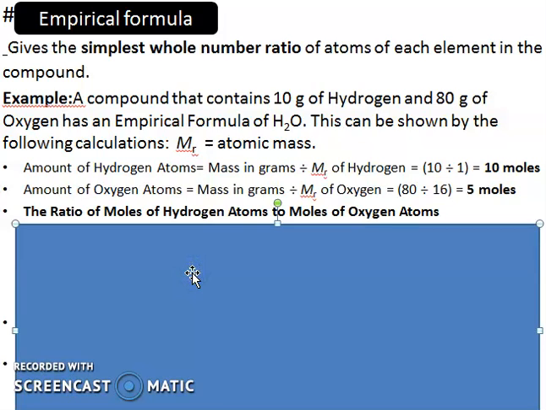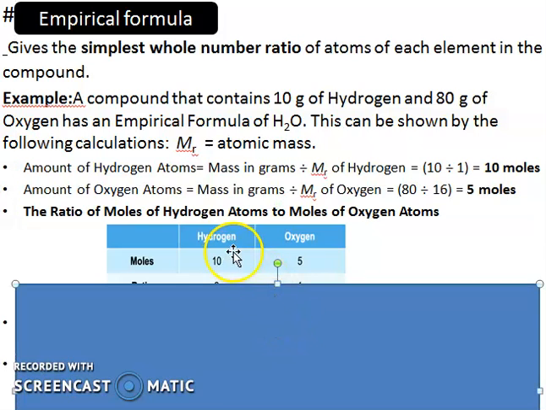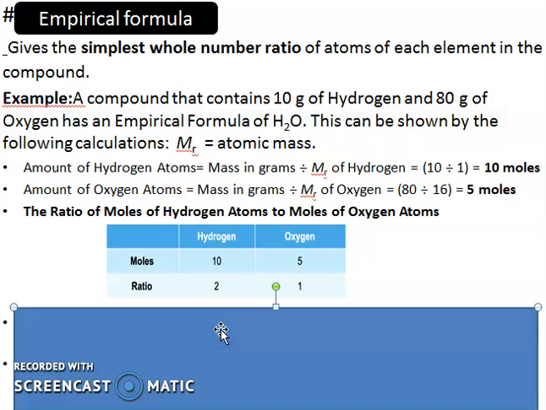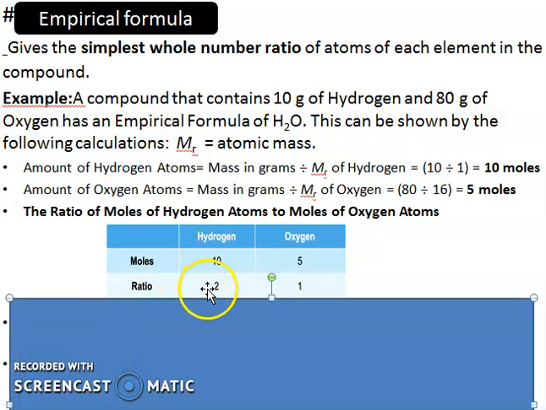So the ratio of moles of hydrogen atom to moles of oxygen. What will be the ratio, student? Now see, for hydrogen it is 10 and for oxygen it is 5. So what will be the ratio? It will be 10 is to 5. Got it? See, for 10 and 5, what will be the ratio? It is 2 by 1. So what will be your empirical formula? See, that is H2O, hydrogen 2 and oxygen 1.